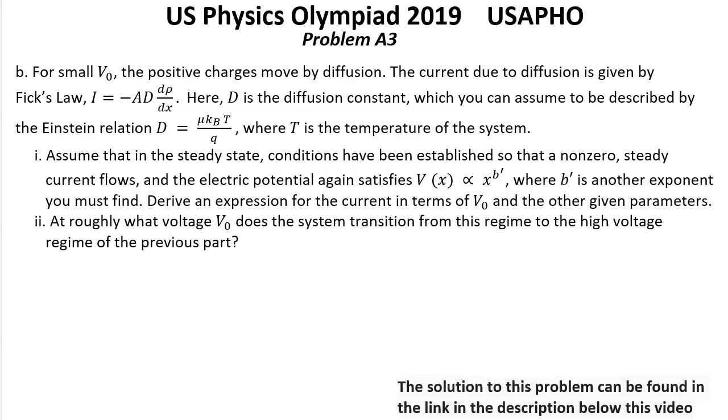Question 1. Assume that in the steady state conditions have been established so that a non-zero steady current flows and the electric potential again satisfies V proportional to x to the power b prime, where b prime is another exponent you must find. Derive an expression for the current in terms of V0 and the other given parameters.